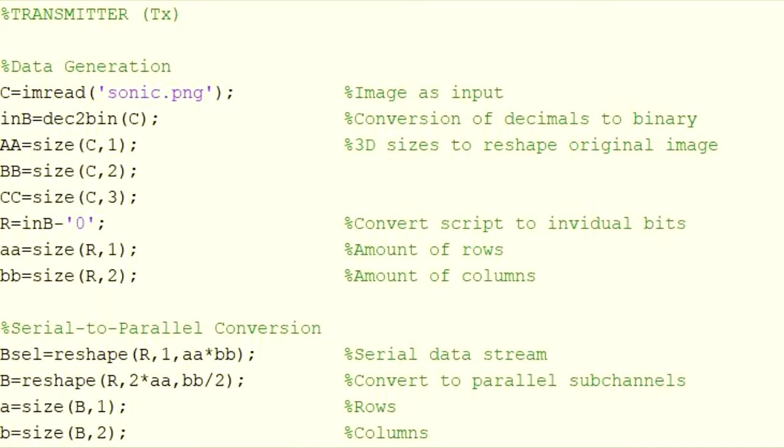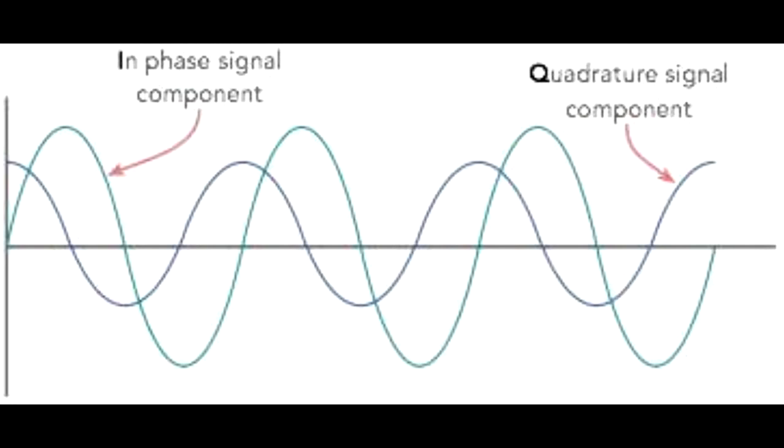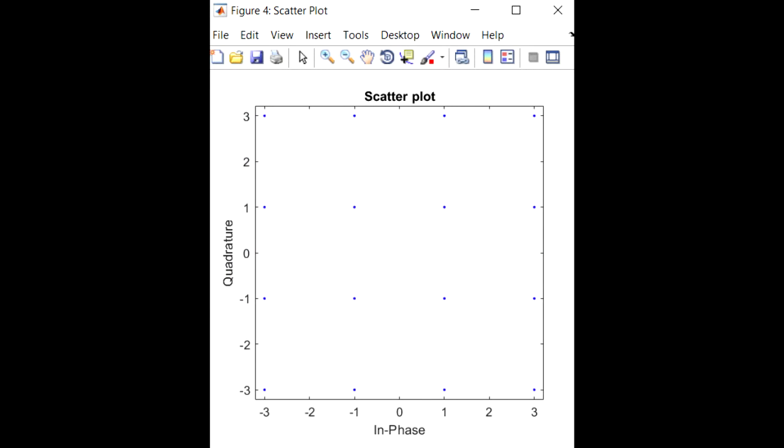The image was converted from a string matrix of decimals to binary code in serial form. The serial code was reshaped into a parallel matrix. The modulation scheme most often used in OFDM is quadrature amplitude modulation, or QAM. 16 QAM means there are 16 groups of 4 bits. Here's the 16 QAM constellation. This plot shows values in the complex plane that are used to specify certain bits. For example, 1 plus 1j is applied to 0, 0, 0, 0.